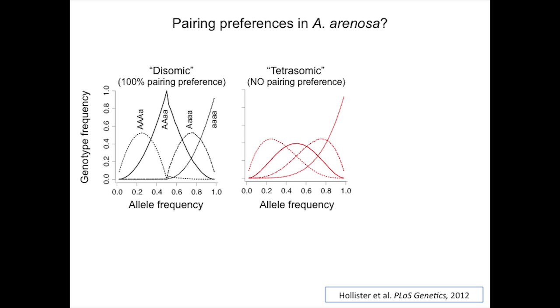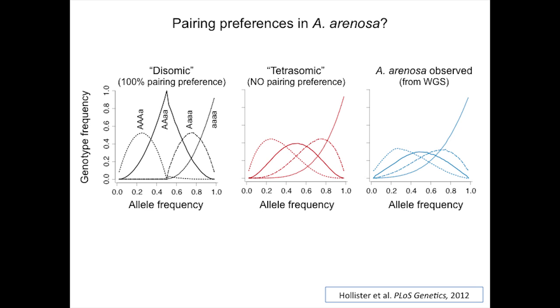This is what it looks like when you have no pairing preferences, and you can see that these peaks are starting to really bleed together. So here these two are very discrete. Here they're overlapping, and this middle one gets much, much smaller and flatter. So that's the key one that can tell us what is going on with inheritance from natural populations.